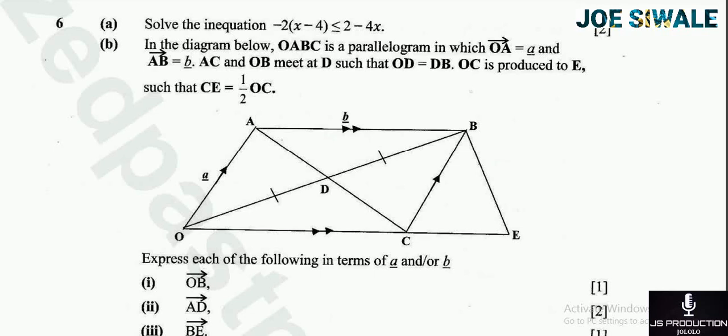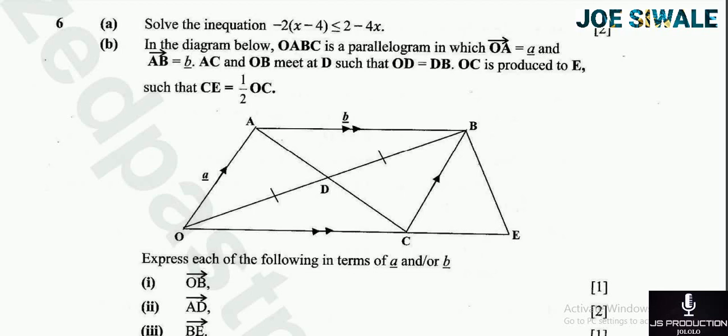Question B reads, in the diagram below, OABC is a parallelogram in which vector OA is equal to vector A and vector AB is equal to vector B. AC and OB meet at D such that OD is equal to DB. OC is produced to E such that CE is equal to half OC.